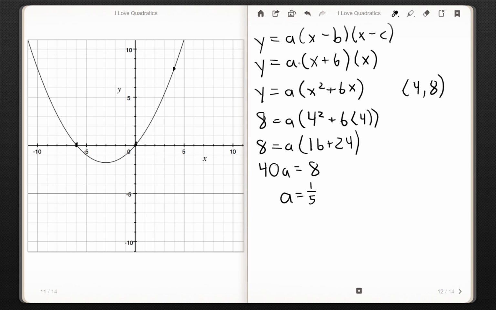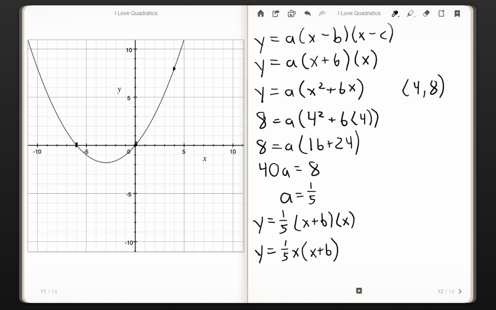Anyway, so now we're going to go back to this equation. y equals a times x plus 6 times x. We know what a is now, so we can say y equals 1/5 times x plus 6 times x. Make it a little easier by putting the x right in front. So we'll just have 1/5 x times x plus 6. So this would be the standard way of writing it for the root form.